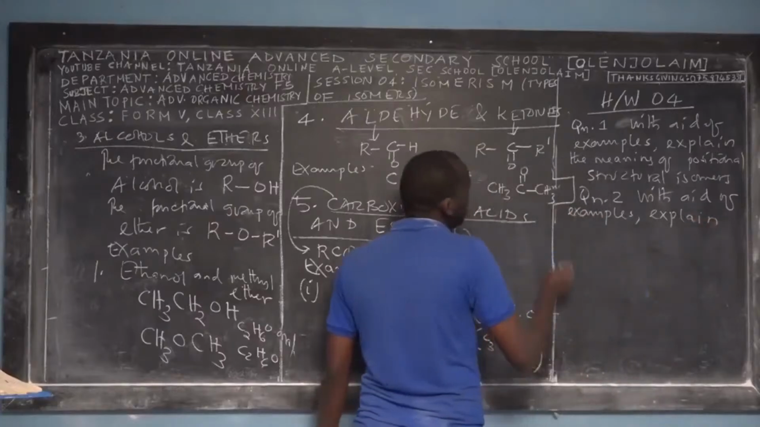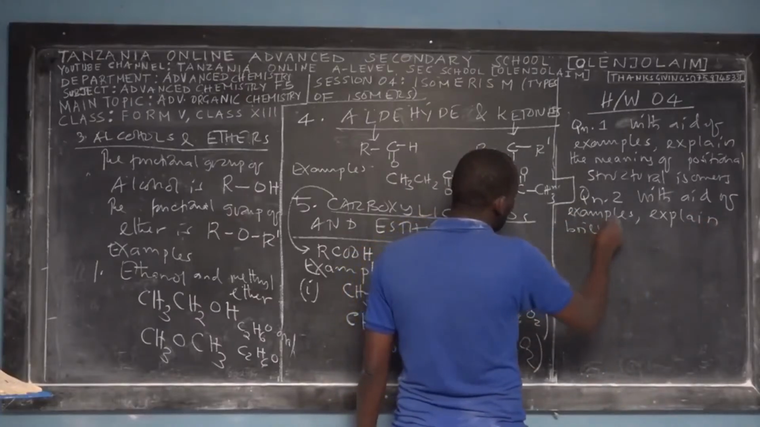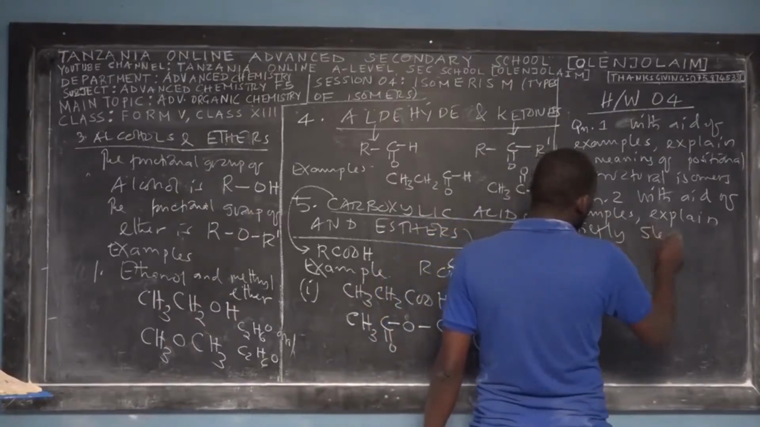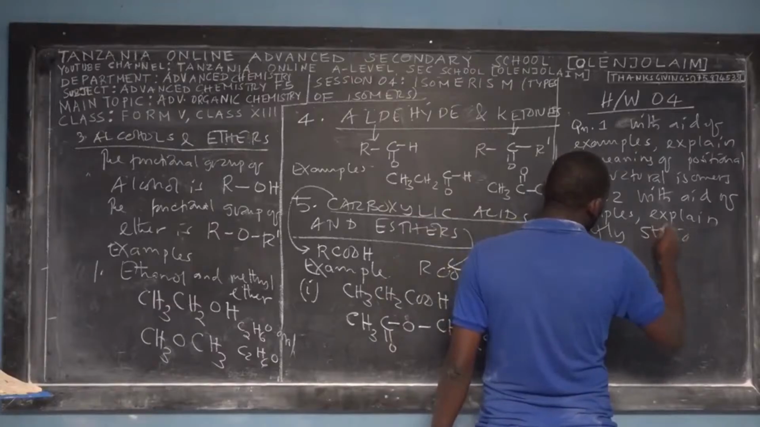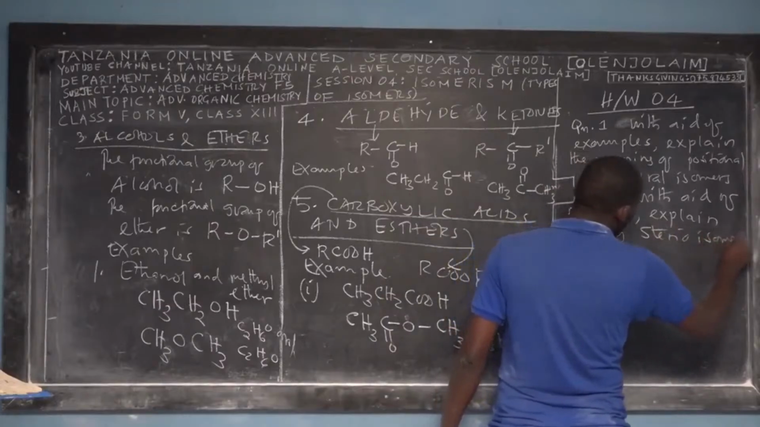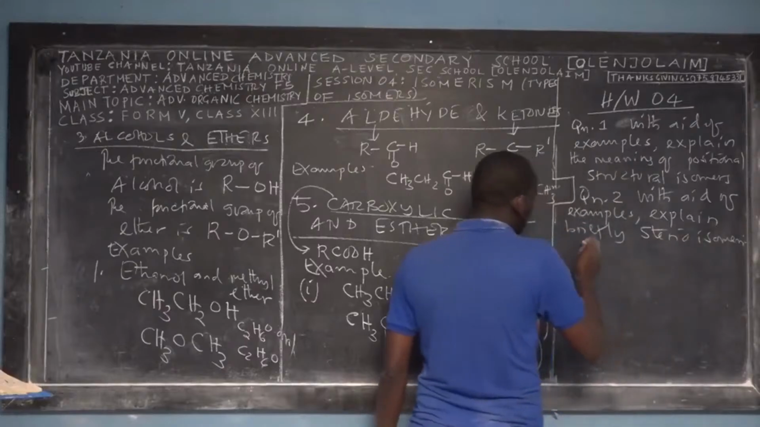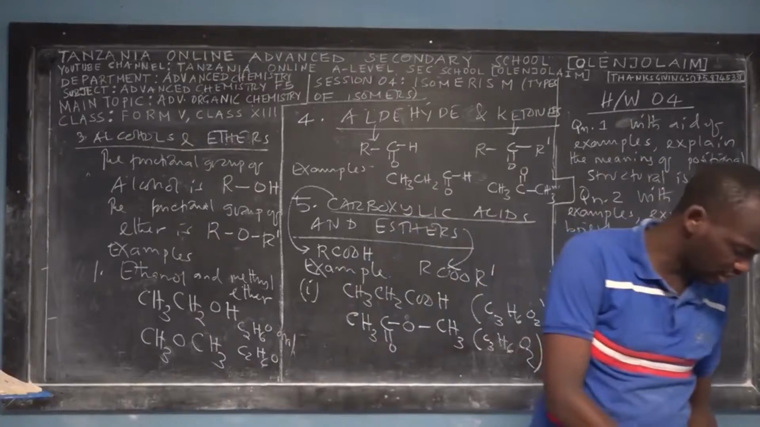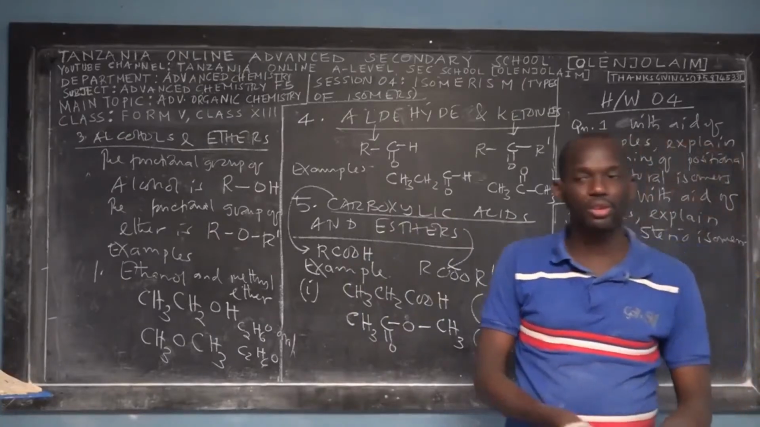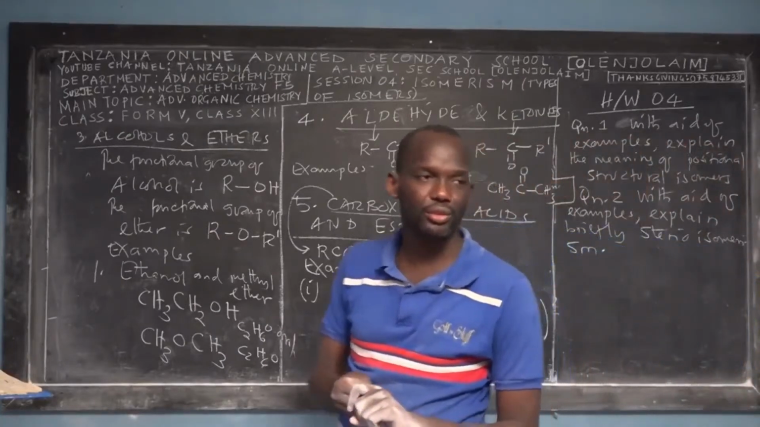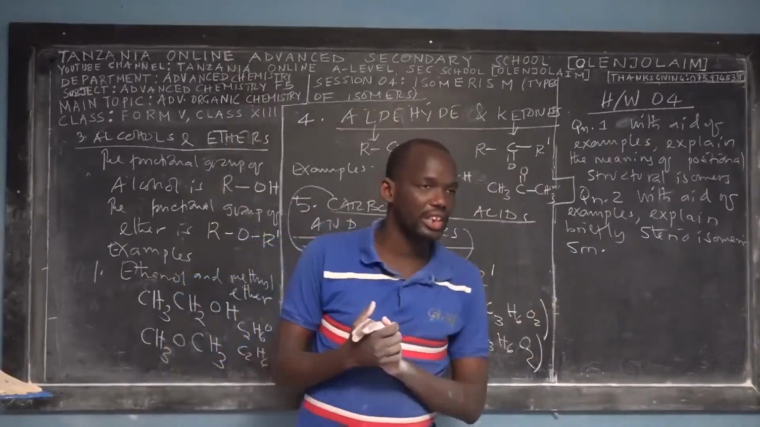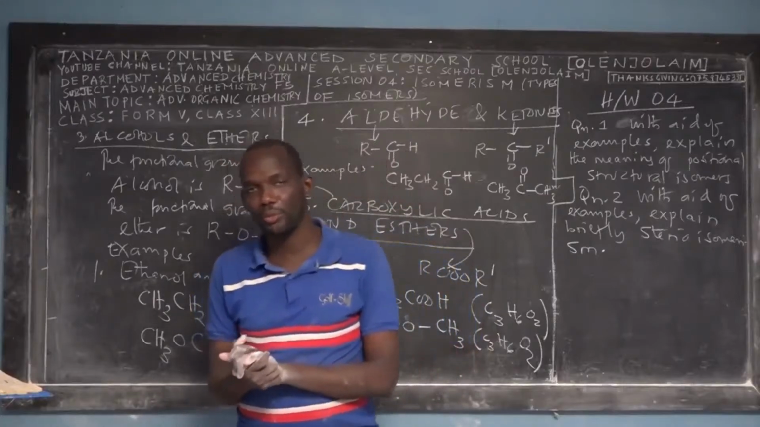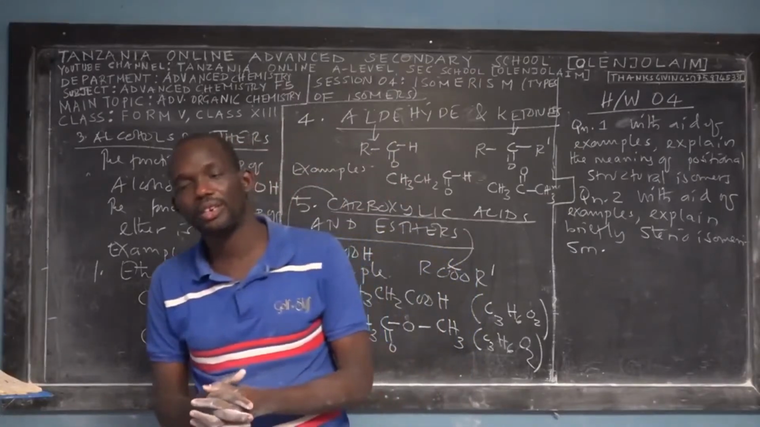Explain briefly the term stereoisomerism. If you do that, we have finished the subtopic of isomerism. If you answer these 2 questions, then we are done with the subtopic of isomerism, or in some books they call it types of isomers.